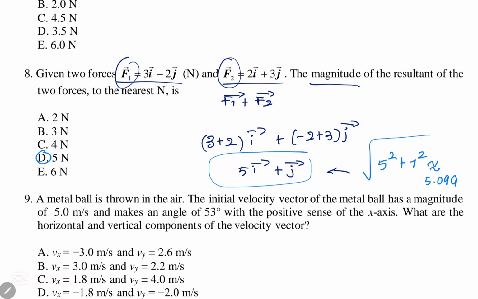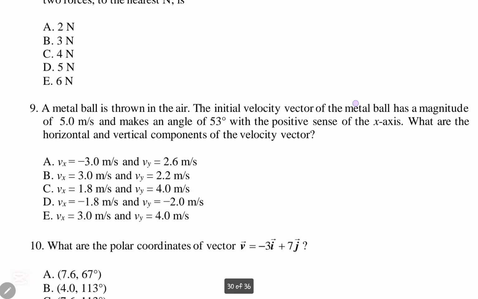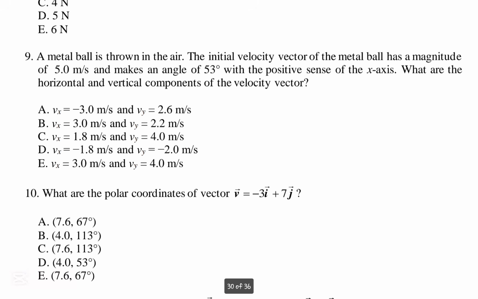Let me check my answer key. Yes, D is the correct answer. Okay. We'll move on now to question number 9. What does it say? Very simply, it says, a metal ball is thrown in air. The initial velocity vector of the metal ball has a magnitude of 5 meters per second. So we have the magnitude. The magnitude, I'm going to call it R. It's 5 meters per second. They gave us the angle. It was thrown at 53 degrees.